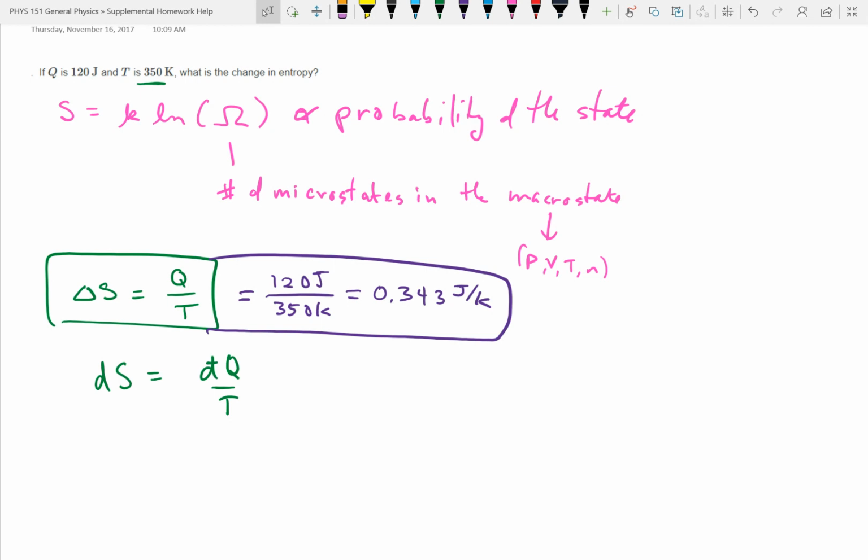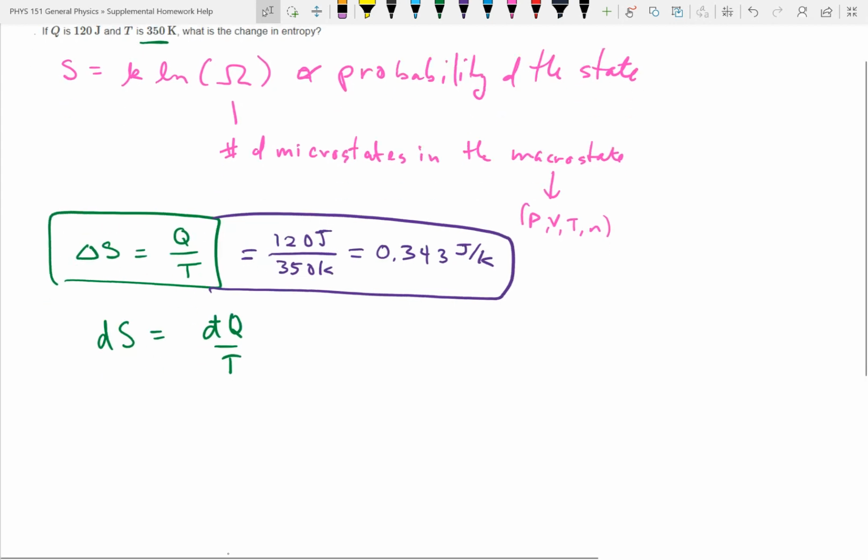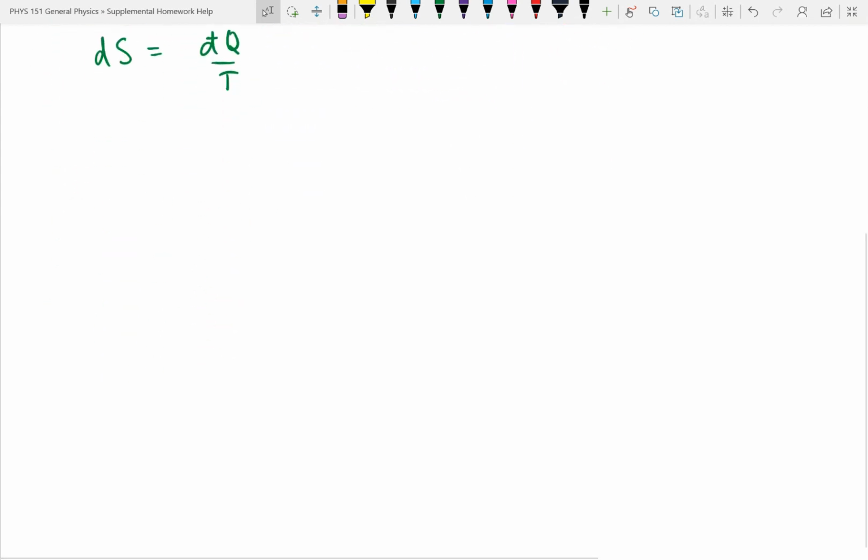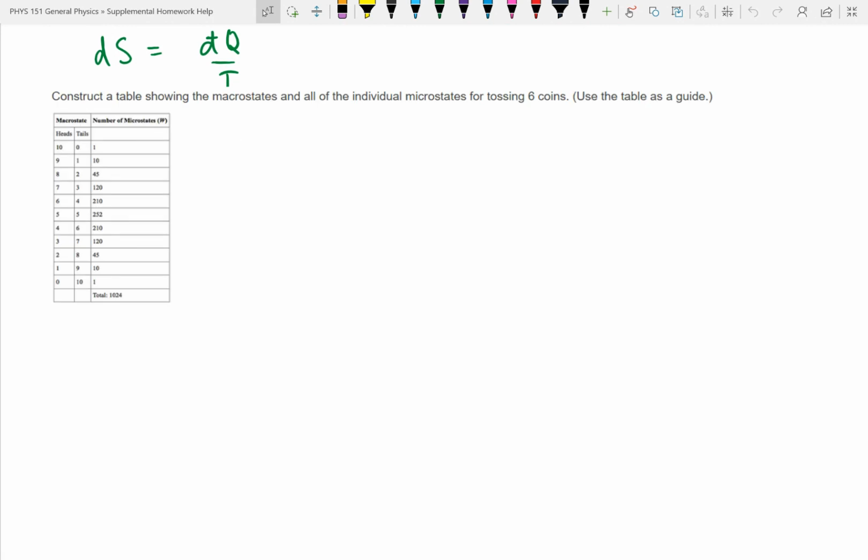Okay. The next one is something akin to the dice problem that I abbreviated in class on Tuesday. This is a really good one for entropy. I am going to do this one with relish because this one here makes sure you understand what the microstates and macrostates are.